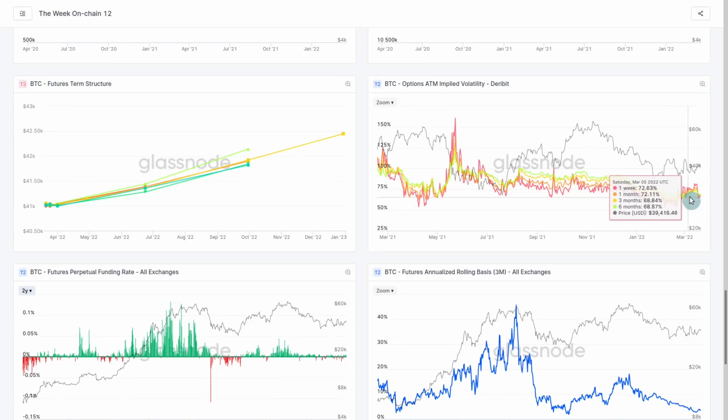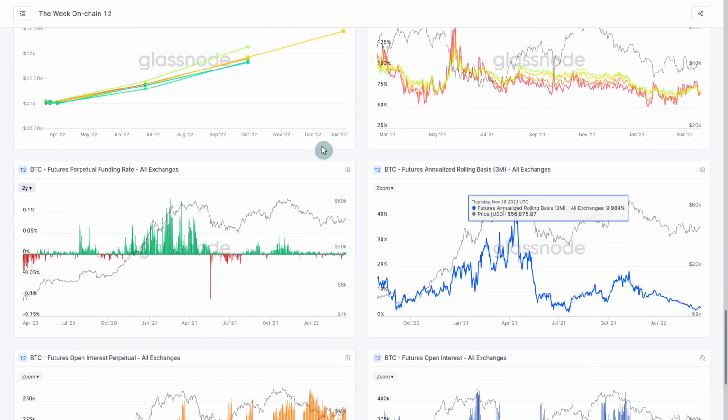Now, we've started climbing a little bit, even though the market is trading sideways, which generally should compress that volatility. With all of the macro environment that's going on and all the geopolitical risks, the market is starting to price in a little bit more volatility.